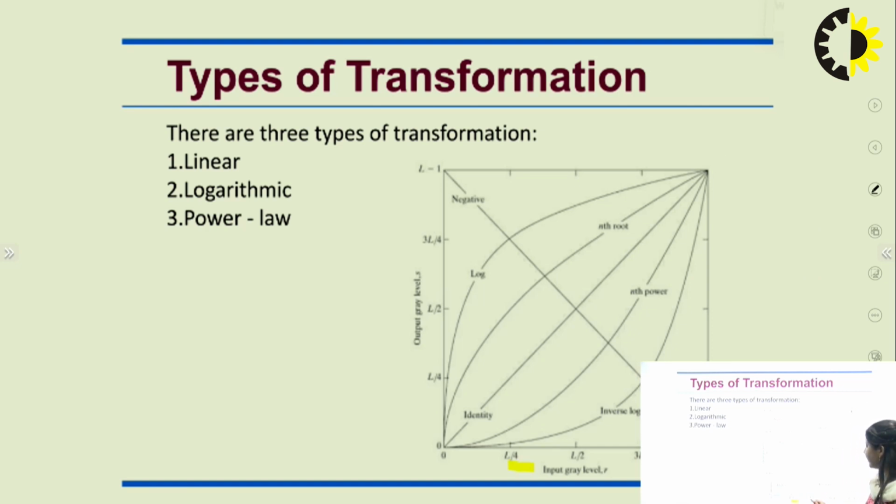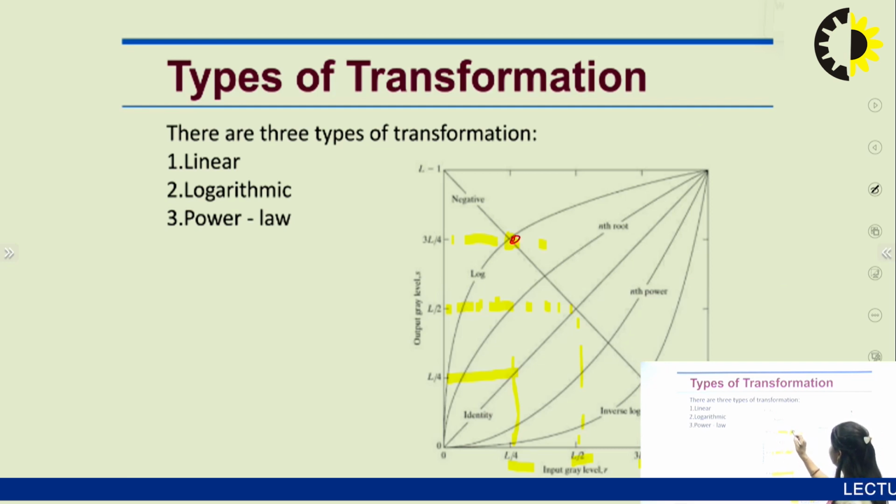And here we have intensity L by 2, and here we have 3L by 4, and here we have L minus 1. So first is L by 4. At L by 4, when we take the log, we get the value here. We can plot here. At this L by 4 value, we get this value. And at L by 2, the output gray level is that. And at 3L by 4, the output gray level is that. So this is the point actually.